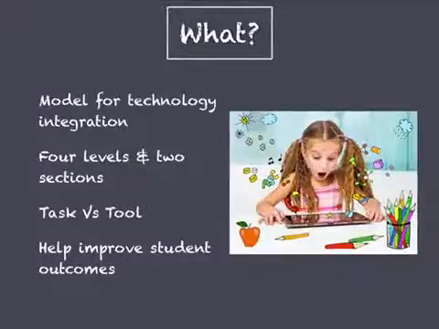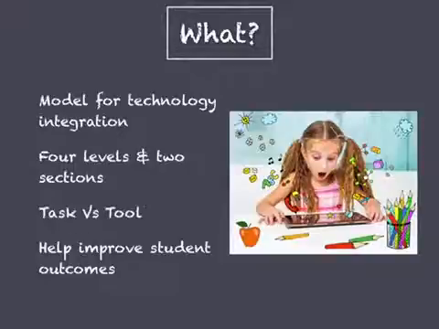Now we have seen how and why we should be using the SAMR model. Let's have a quick recap to review exactly what it is. Very simply, the SAMR model is a model for technology integration in the classroom. It consists of 4 levels and 2 sections. The 4 levels go from substitution, augmentation, modification, up to the top where we have redefinition.